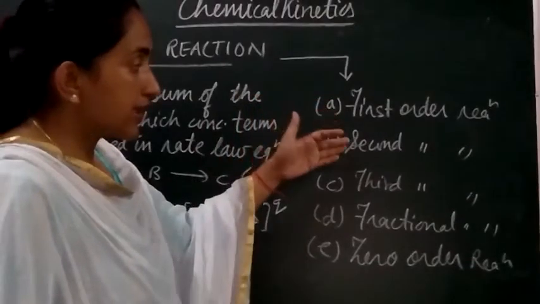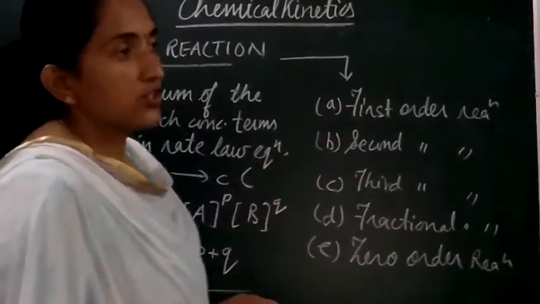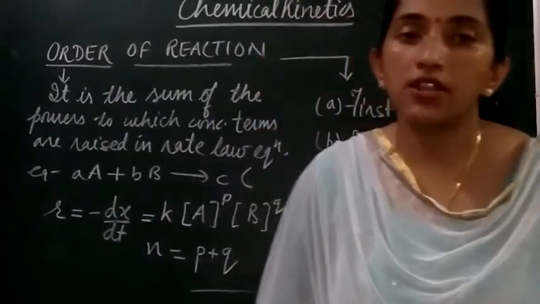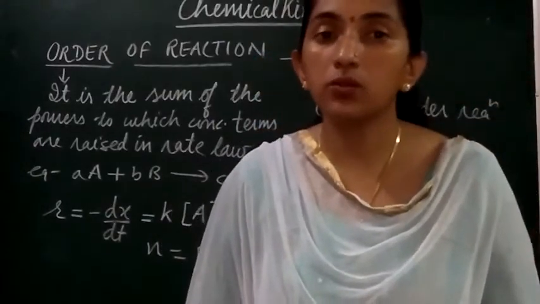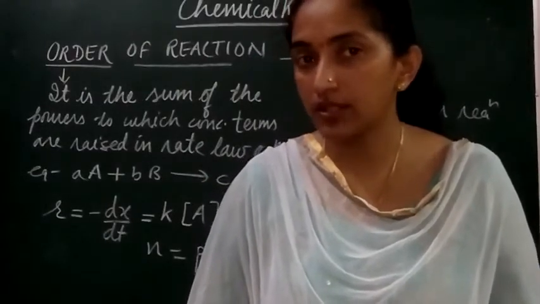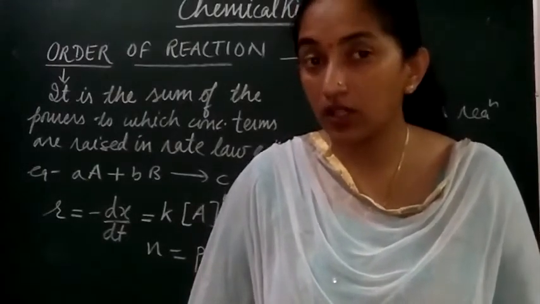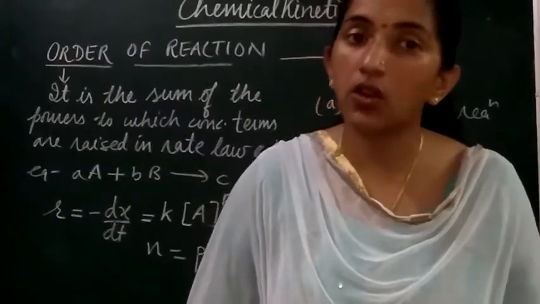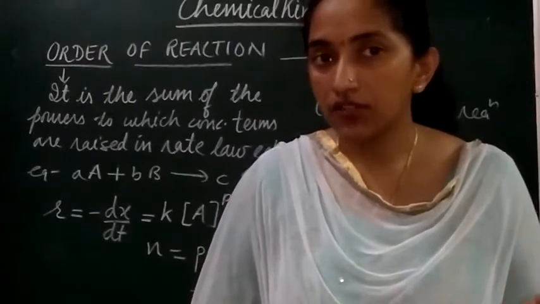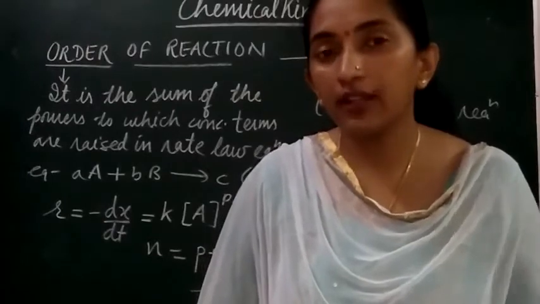Now here these first order, second order, third, fractional, zero, are indicating the dependence of the reaction rate on the concentration terms, right? For example, if it is a zero order reaction, the rate of the reaction is going to be independent of any of the concentration terms of the reactants. Some other factor can influence the rate of the reaction, but it will not be the reactant concentration which is going to affect it. So it will be a zero order reaction. When it is a first order reaction, it will be the concentration term of only a single reactant, right, which is going to affect the rate of the reaction.